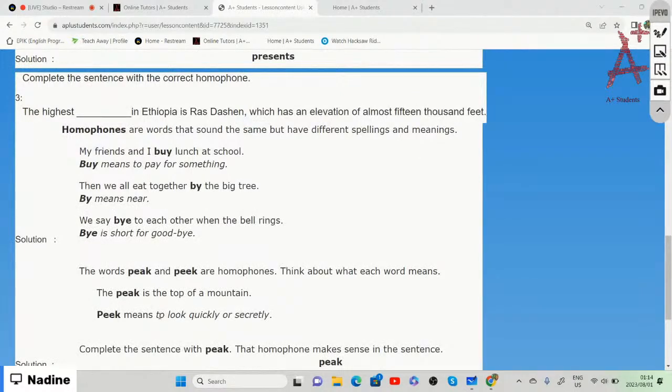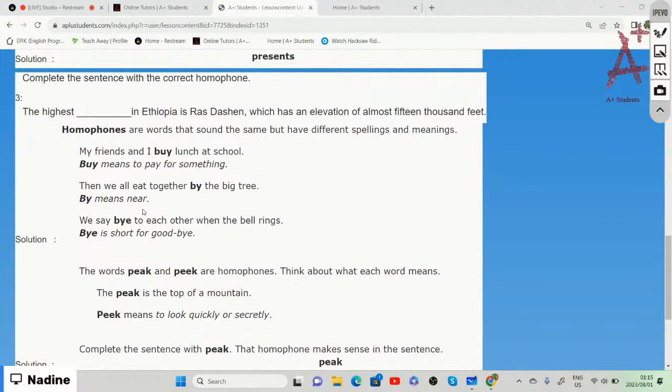Next, we need to choose the word peak. The highest peak in Ethiopia is Ras Dashen, which has an elevation of almost 15,000 feet. So we need to choose the correct word, peak. The words peak and peek are homophones, right? Both of these words sound the same, but the spellings are different, as well as the meanings.